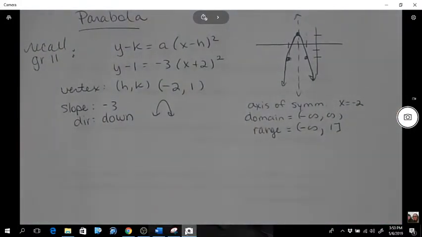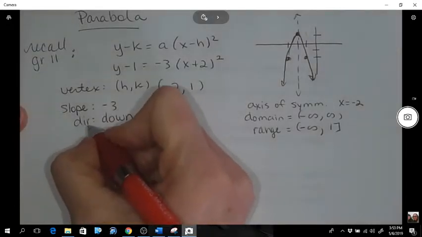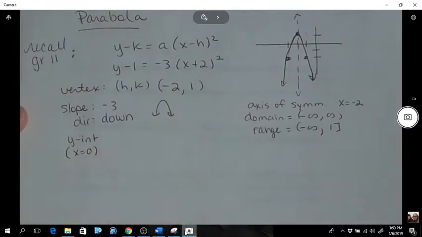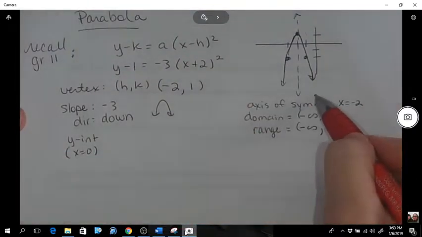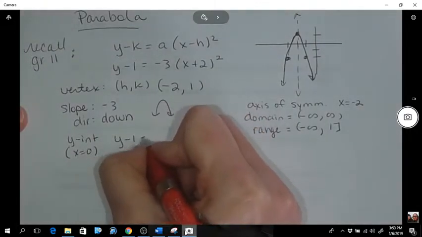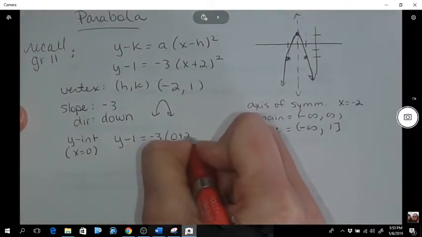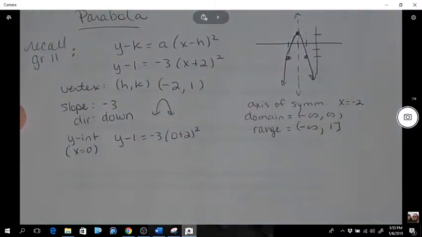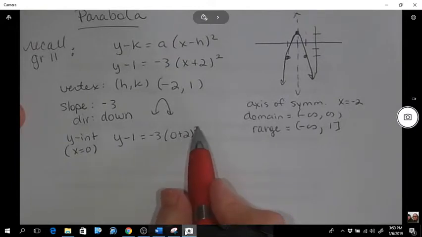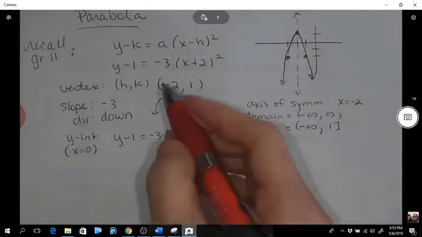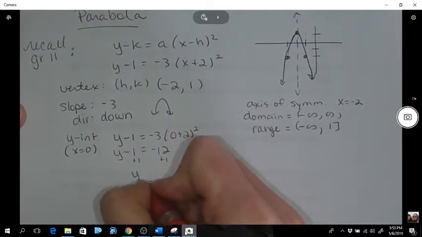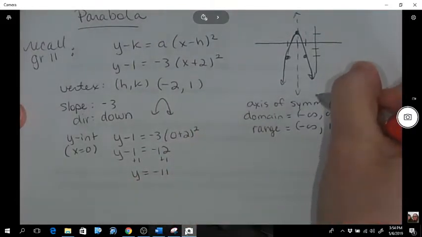Okay, and maybe another question I might ask would have been, what's the y-intercept? So that's where you would set x to be 0. So I know it's going to cross down here somewhere, right? It would make sense. So y subtract 1 equals negative 3 (0 plus 2) squared. Okay, so now I'm going to do this. 2 squared is 4 times negative 3. And I'll add 1. So your y-intercept would have been down here at negative 11.